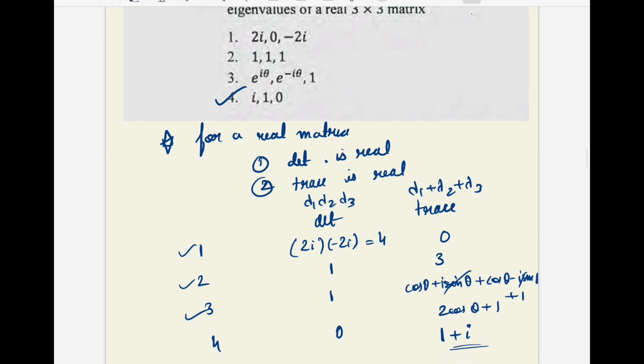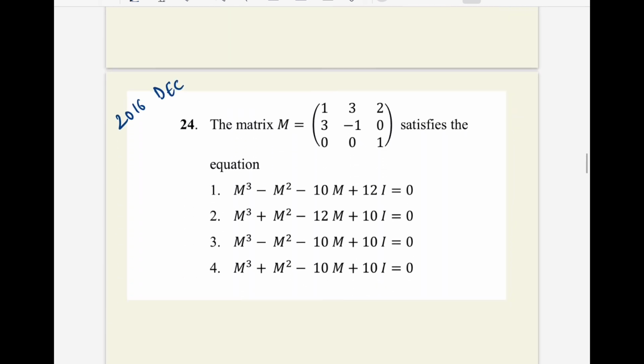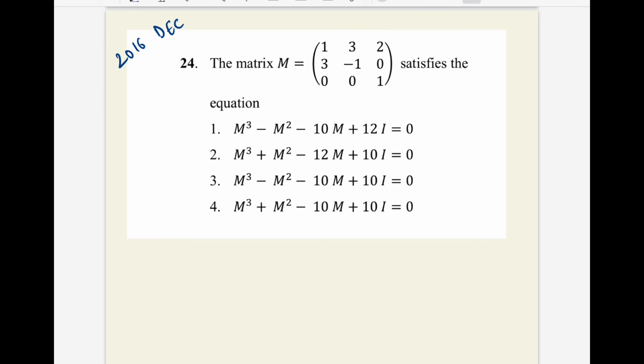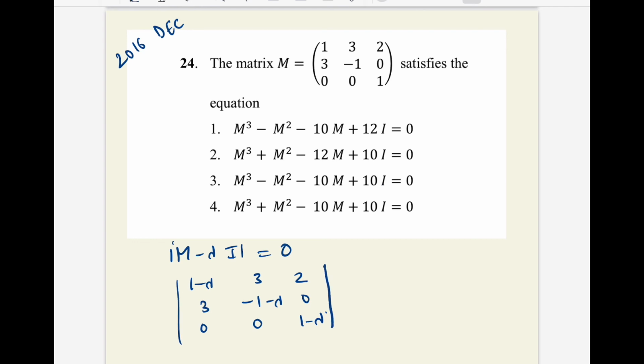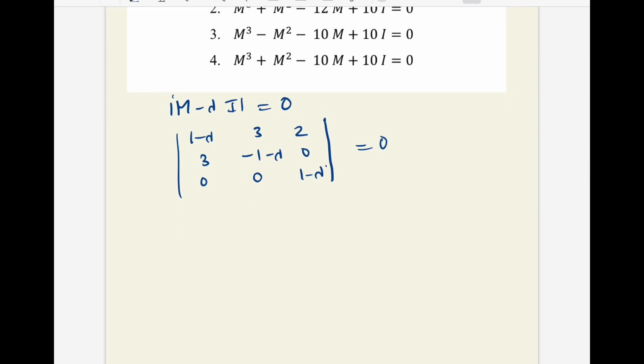Okay. Now the last question of the matrices topic. The matrix M, 1 3 2, 3 minus 1 0, 0 0 1, satisfies the equation. Now we just have to apply the Cayley-Hamilton theorem. What we have to do is determinant of m minus lambda I equals 0. So this becomes 1 minus lambda, 3, 2, 3, minus 1 minus lambda, 0, 0, 0, 1 minus lambda, equals 0. We have to find this only.